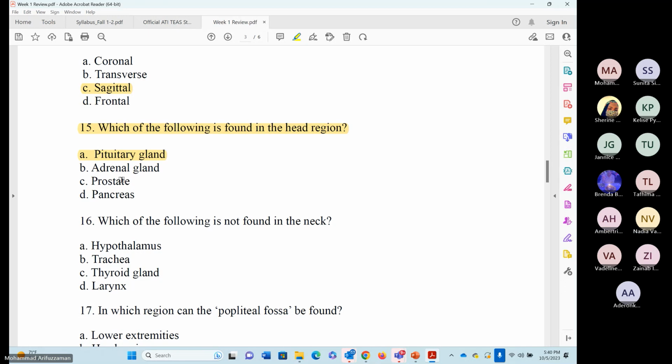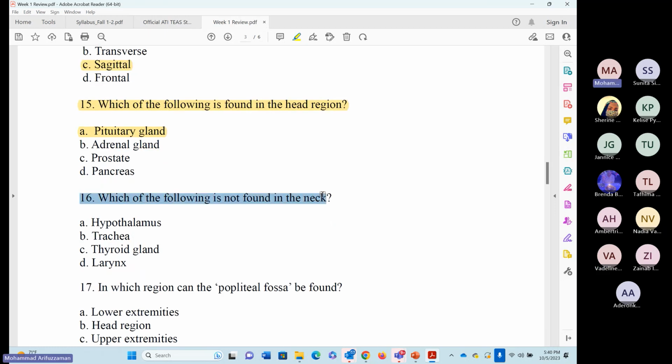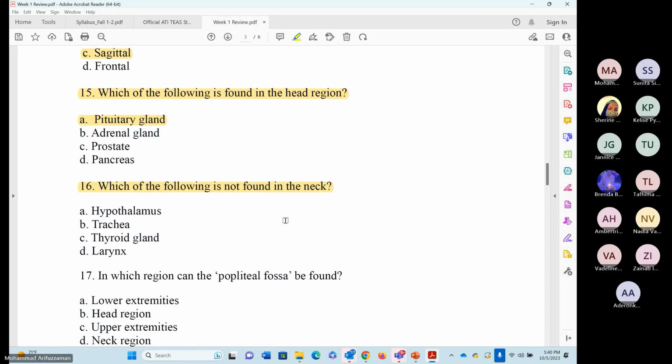And what about the prostate? The prostate is in the pelvic cavity, in males. And the pancreas is in your digestive system, your stomach. Which region? The abdominal cavity. Correct. Good.